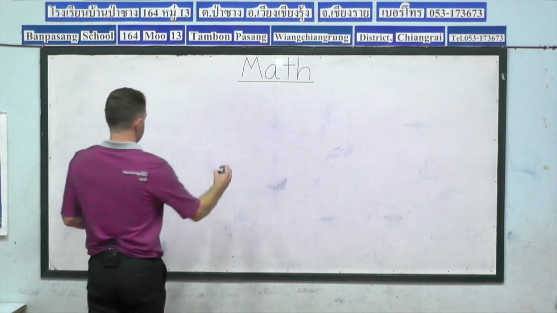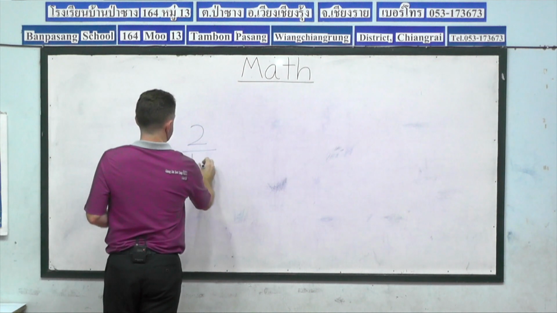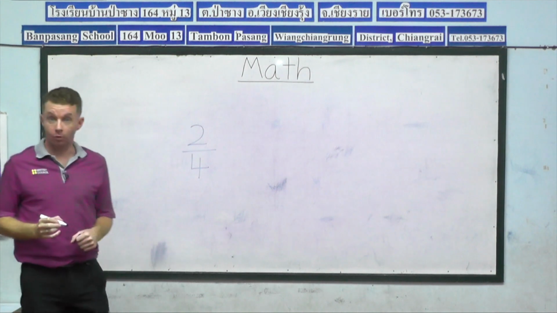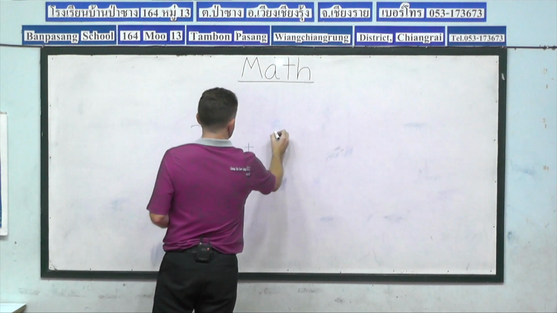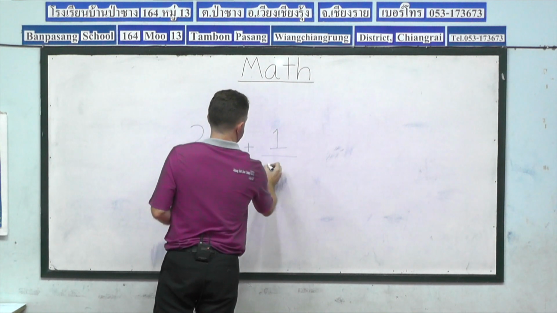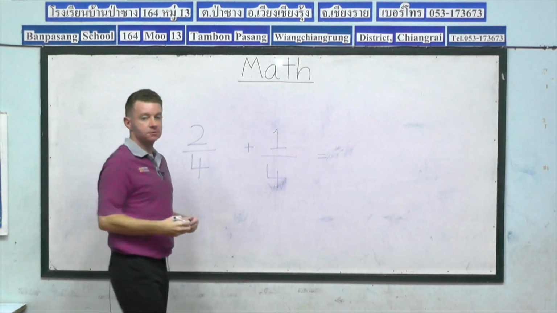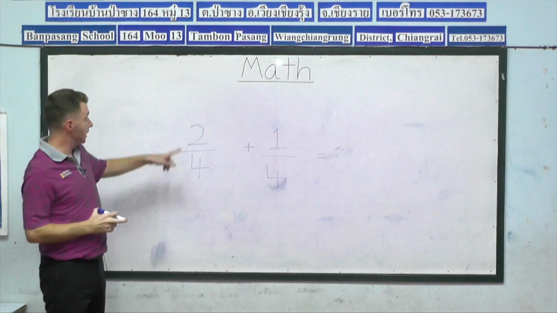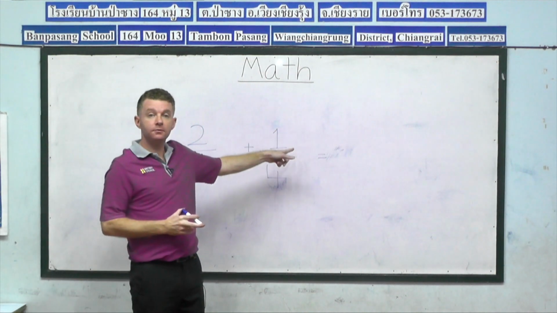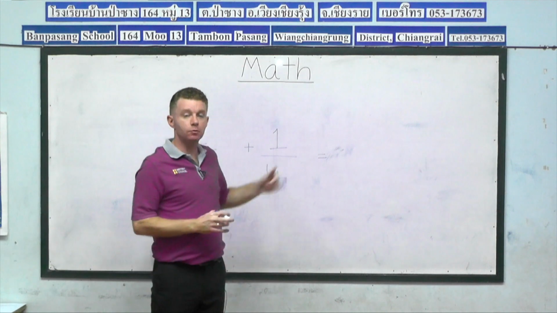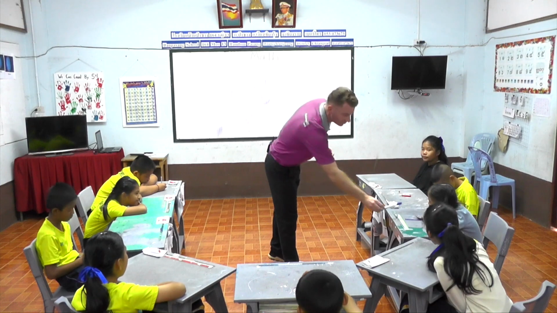And the first one we can have 2 over 4. And then we want to add 1 over 4. Equals. So let's look at our fraction problem together. 2 over 4 plus 1 over 4 equals. And now let's see which student can come forward and correctly answer this fraction problem.